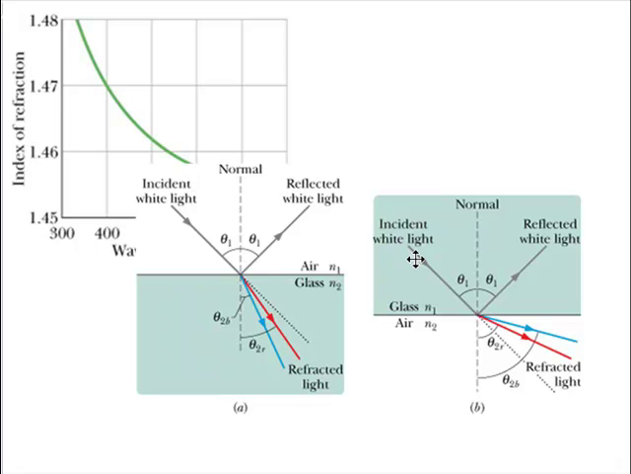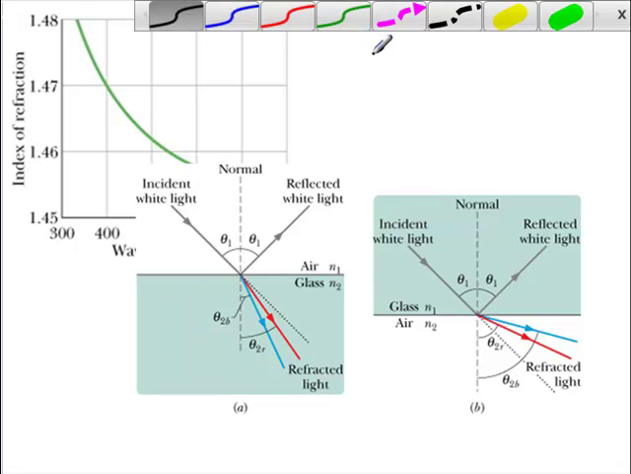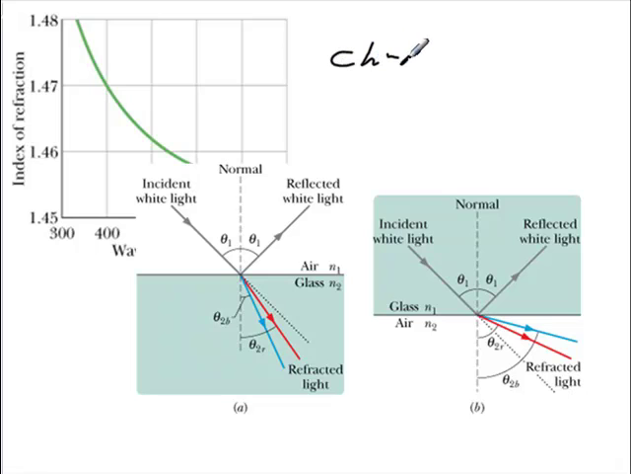If we were going from the glass back into the air, then again the blue is the one that bends more, which takes it further away from the normal. This is known as chromatic dispersion. Chromatic means color-based, and dispersion means separation. So it's just separating the colors of light.